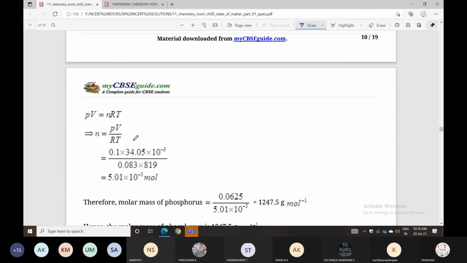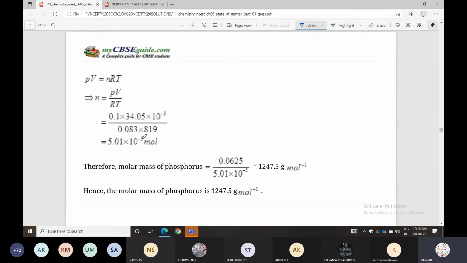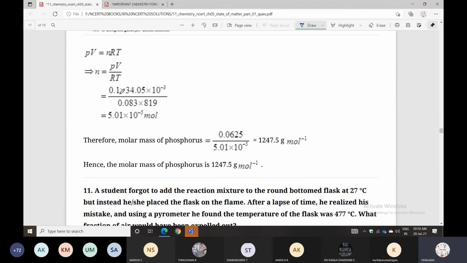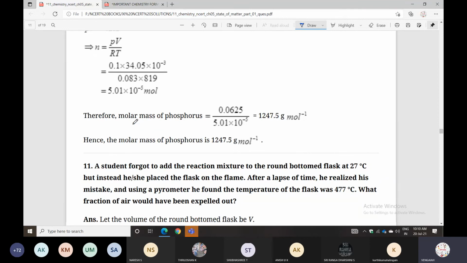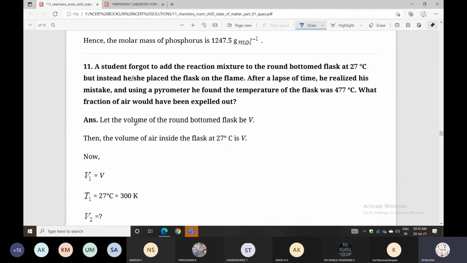So you can write down the ideal gas equation PV equal to nRT. Then n equal to PV by RT. You can substitute all values, pressure value, volume value, R value, T value. You can calculate the number of moles. Next question.